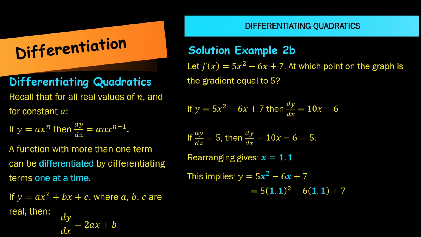And then plugging this into our equation for y gives us y equals 6.45. So the gradient is equal to 5 at the point 1.1, 6.45.